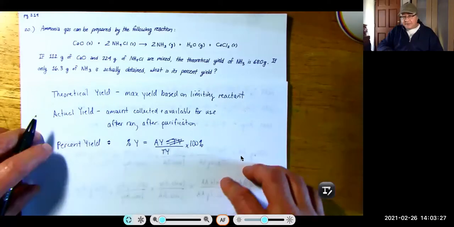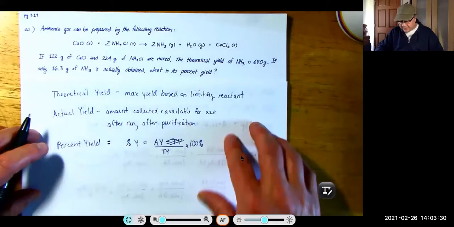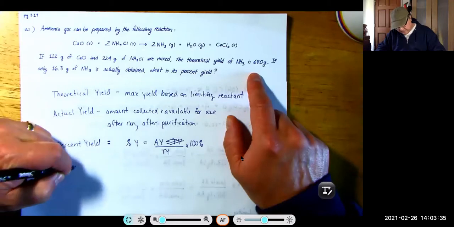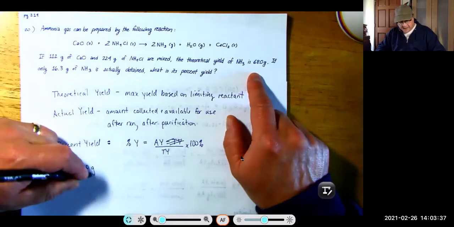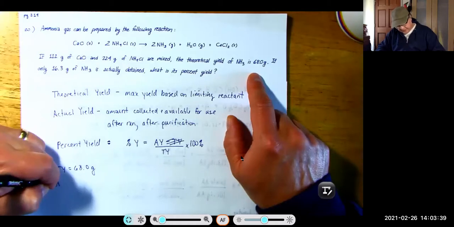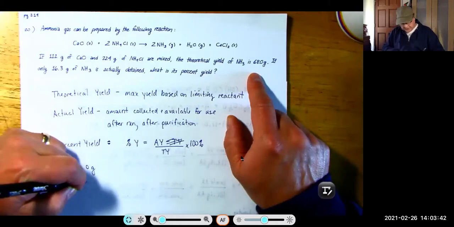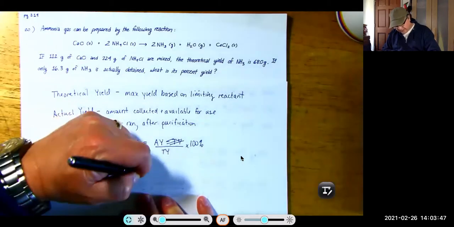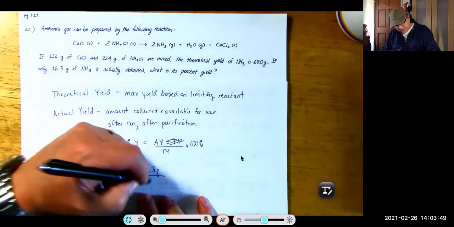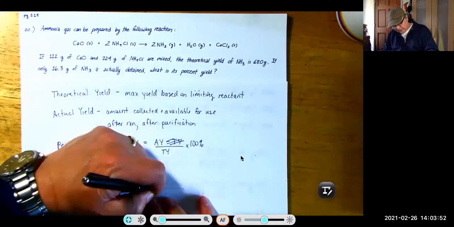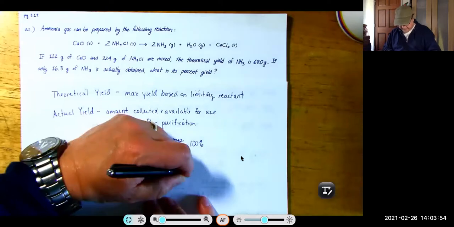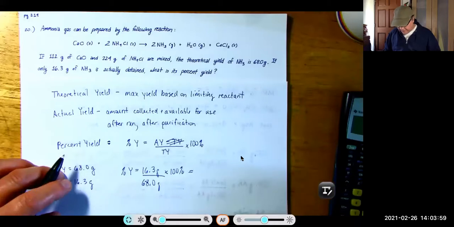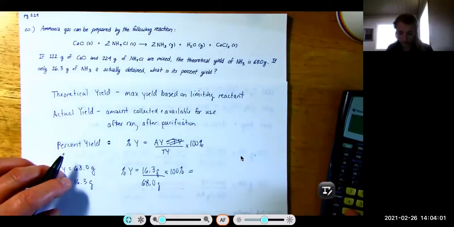So in this problem, they give us all the numbers. They say the theoretical yield is 68 grams. The actual yield is 16.3 grams. So to get our percent yield, we take 16.3 grams, divide it by 68.0 grams, and multiply times 100%. And we can see that this is roughly going to be 1/4, right? Or 25%.